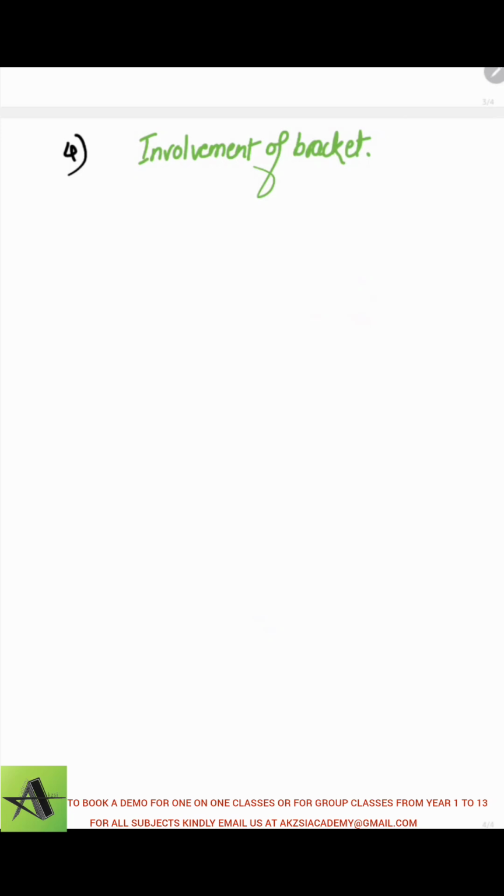Fourth one is involvement of the brackets. That means, suppose the question is 3 times x minus 1 over 4 equals 2 times x minus 3 over 2. So these are two fractions on either side, as well as the brackets are there. So first thing in that case is you need to expand it.